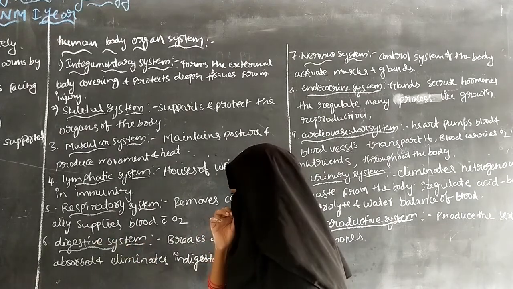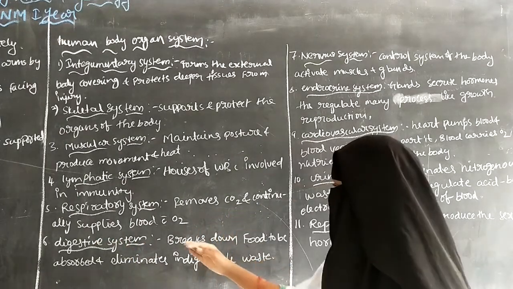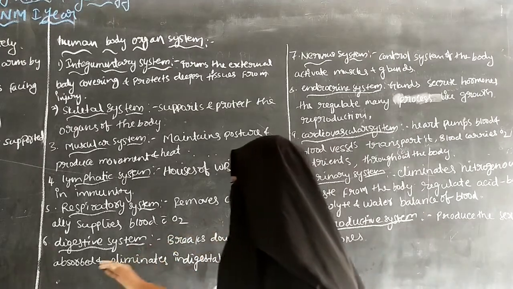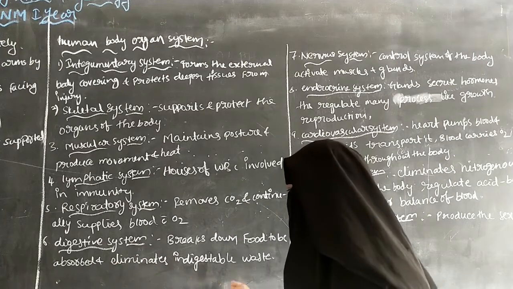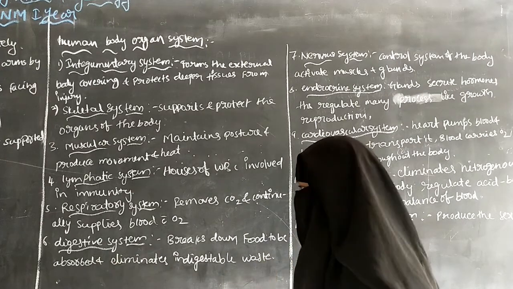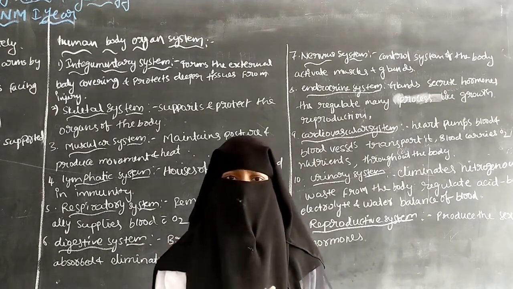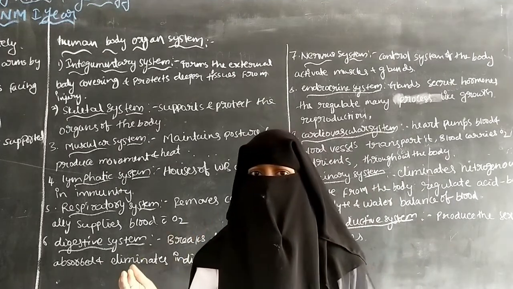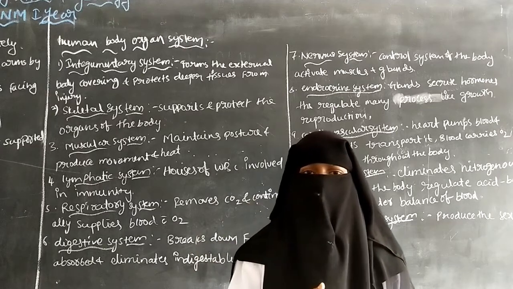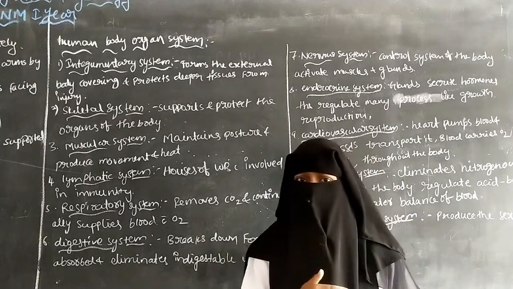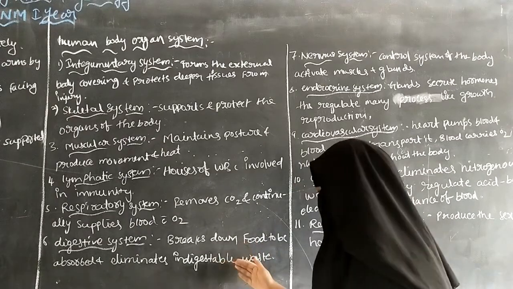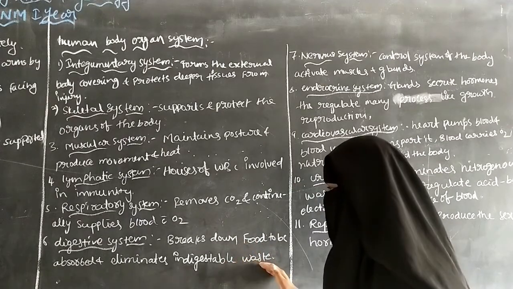Next one is the digestive system. The digestive system breaks down food into absorbable parts and eliminates indigestible waste. If you take any food, it is broken into small parts so it is easy to digest, and what is not digested is eliminated as waste.